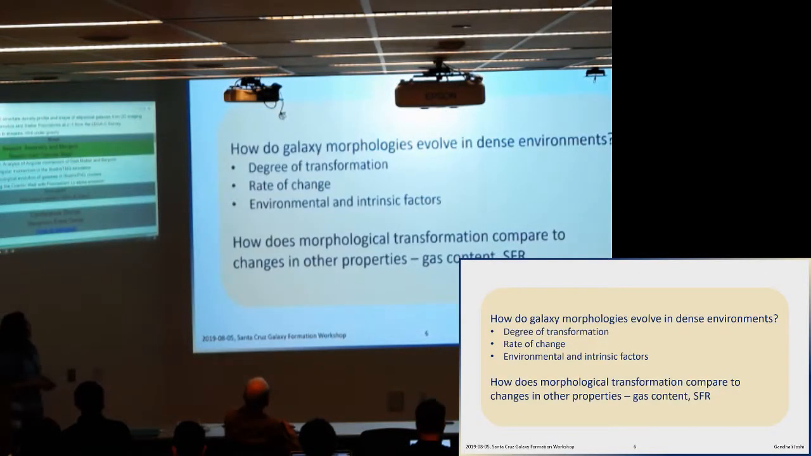So what I'm looking at is galaxy morphologies in cluster environments and trying to understand what is the role that the environment plays in transforming morphologies, if at all, to what degree these transformations happen, at what rate do they happen, what environmental factors are important for it, and also how does this compare to things like gas removal and star formation quenching.